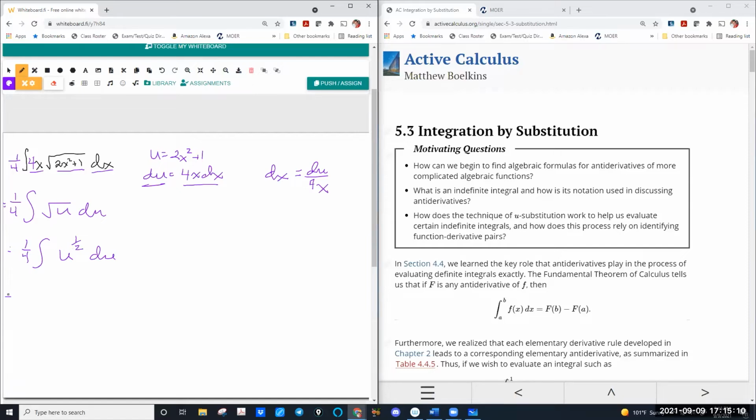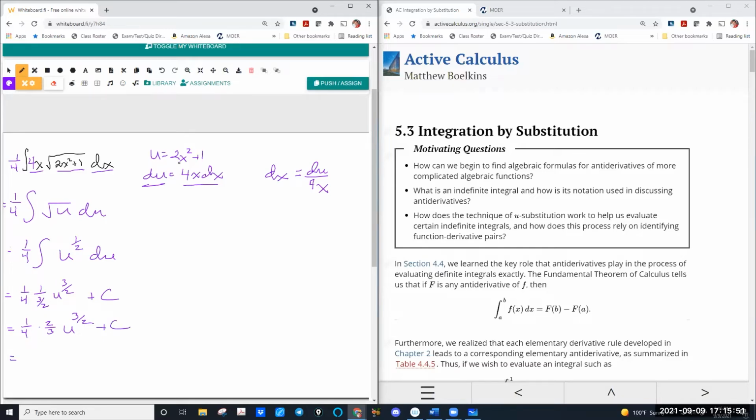And now we can do our antiderivative. Here's the way I like to think of the antiderivative of our power rule: increase the power by 1, divide by the new exponent. So 1 over 3/2. There's my antiderivative. Now, one thing we never want to do is leave a fraction in a fraction. So we're going to clean this up a little bit. So 1/4 times 1 over 3/2 is 2/3. U to the 3/2 plus c.